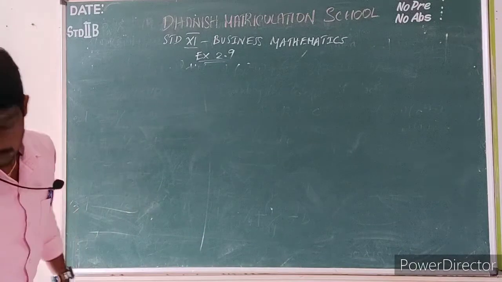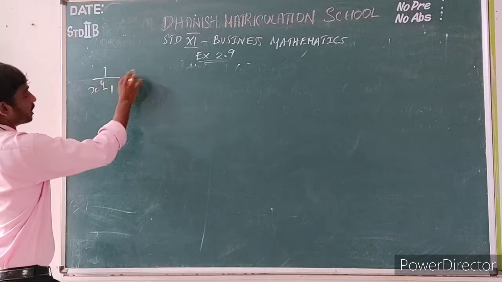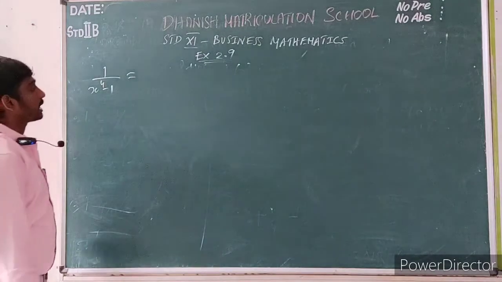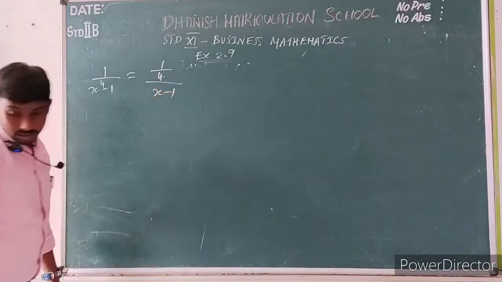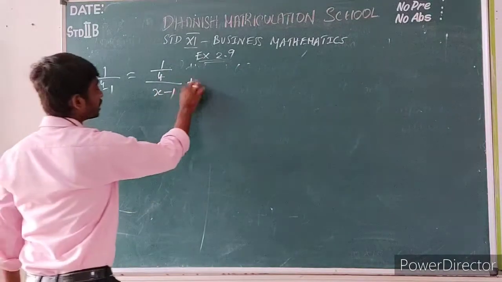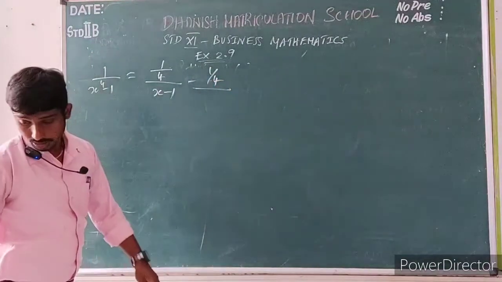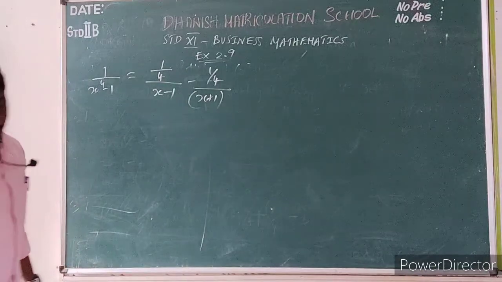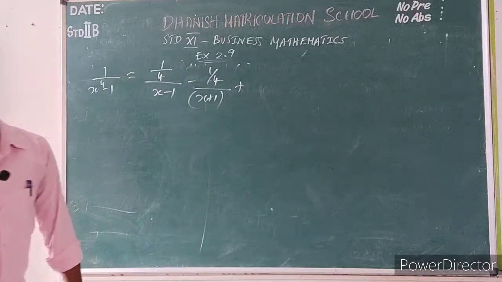So what is the equation? That is 1 divided by x power 4 minus 1 equal to, so what is the equation? A into x plus a divided by x minus 1. What is the a value? That is 1 by 4 divided by x minus 1. Then the second value, that is the b value, that is minus 1 by 4 divided by x plus 1. Then the third one, that will be cx. What is the c value? We are getting 0.